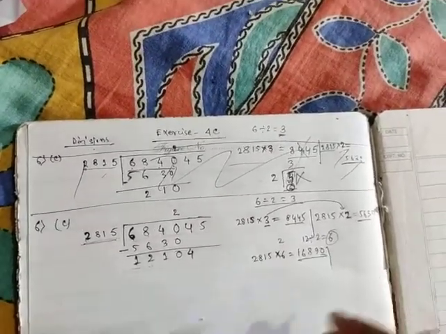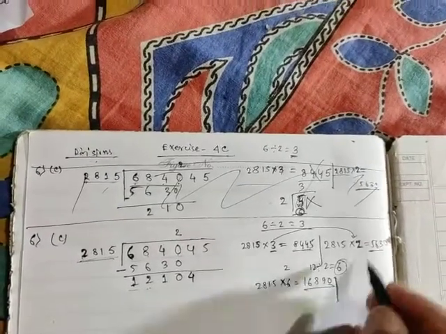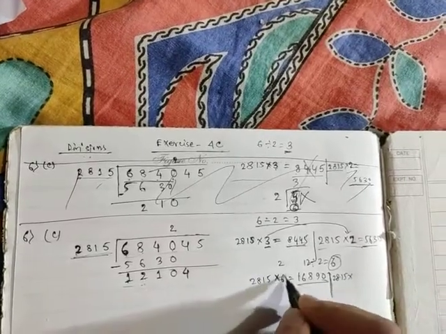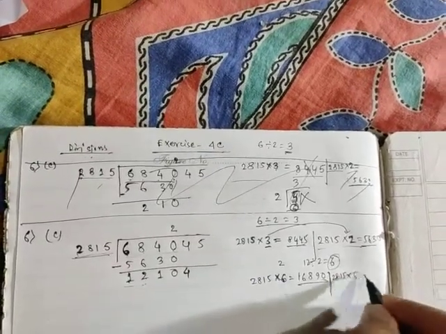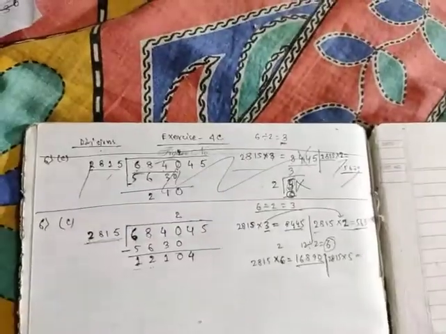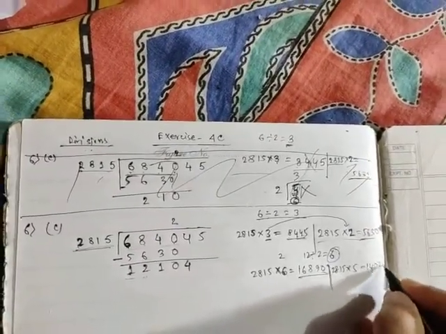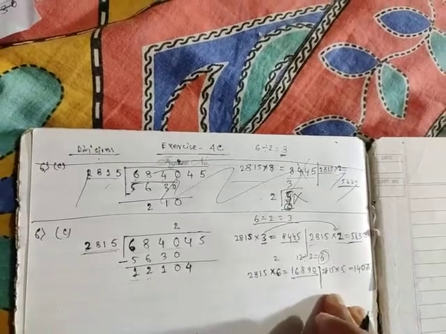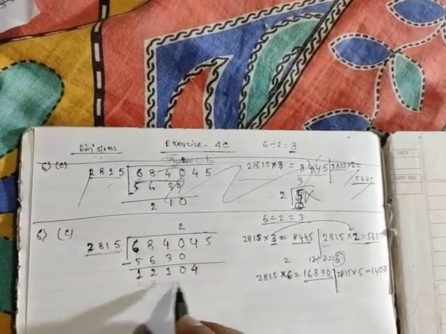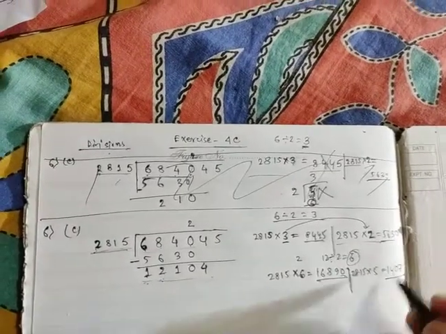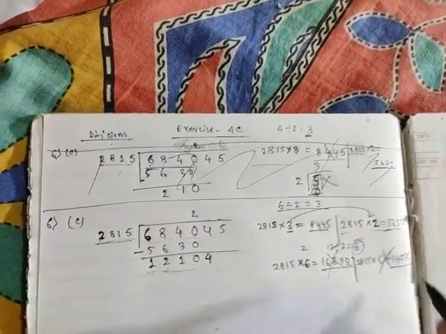So now next what you have to do? By this rule, multiply 2815 with the previous digit, that means with 5. If we multiply with 5, we will get 14075. Again 14075 is greater than this, so again it is not possible.